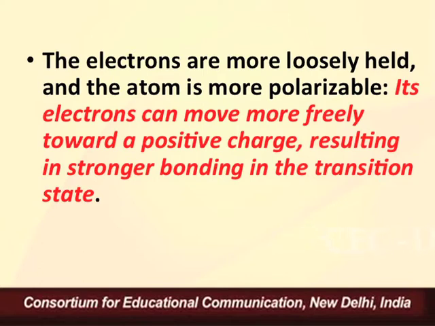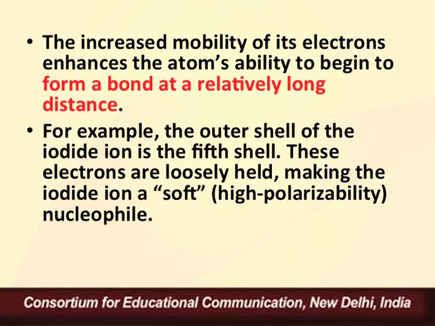As electrons can move more freely towards a positive charge, this will result in a stronger bond formation in the transition state. The increased mobility of its electrons enhances the atom's ability to begin to form a bond at a relatively long distance. For example, the outer shell of iodide ion is the fifth shell. These electrons are loosely held, making iodide a soft nucleophile. That is, it is highly polarizable.